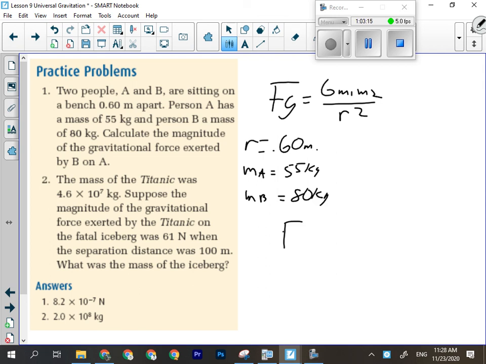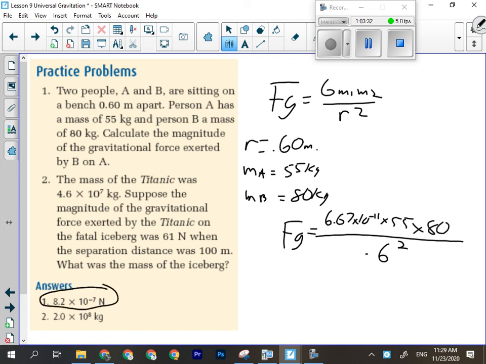All we have to do is plug in our numbers. So Fg is going to be 6.67 times 10 to the minus 11 times 55 times 80 divided by 0.6 squared. Important to remember to square that. When we plug that in, we should get 8.2 times 10 to the minus 7 newtons.